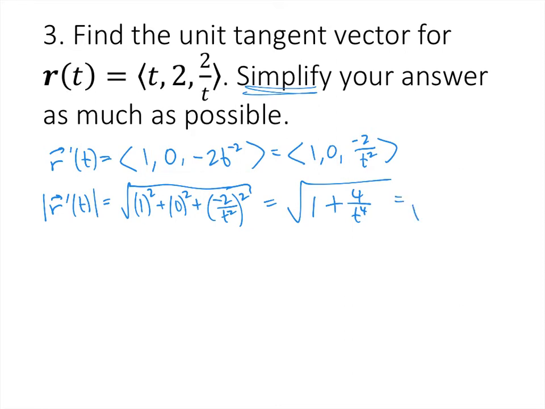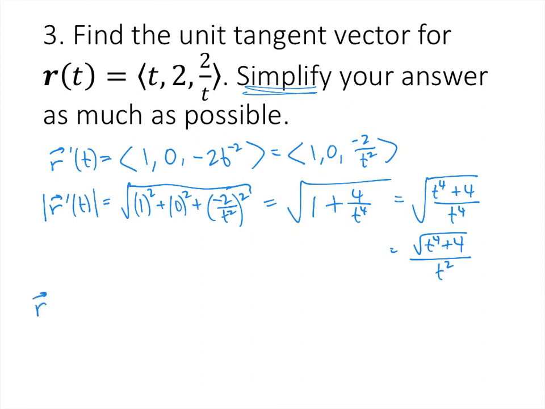So I'm going to find a common denominator inside that square root. So that's going to give me t to the 4th plus 4 divided by t to the 4th. And then the square root of a fraction is the square root of the top divided by the square root of the bottom, and the square root of t to the 4th is t squared. So that's going to be a little bit nicer when I do the next step.